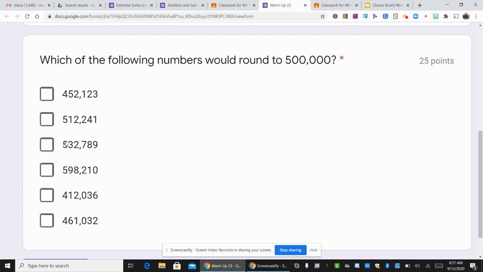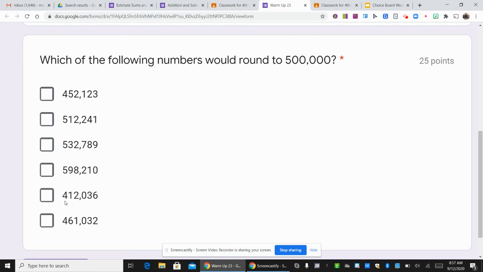For our third choice, this also would have rounded to 500,000 because the number next door is a 3. This one here would have rounded to 600,000 because the number next door would have told that 5 to round up to a 6 instead. So far you should have had the first, second, and third choice. Skipping the fourth choice, let's check the fifth choice.